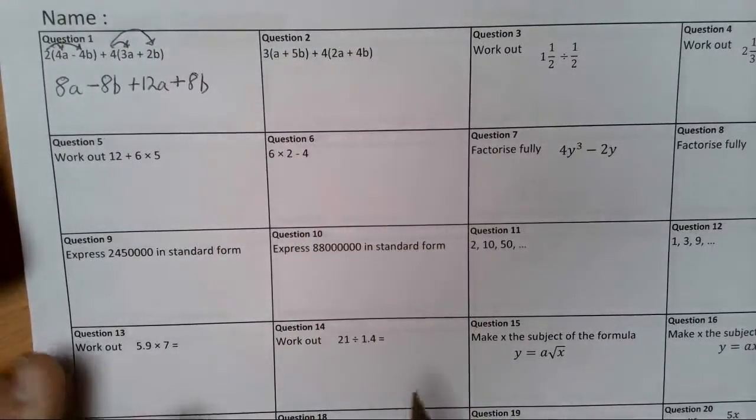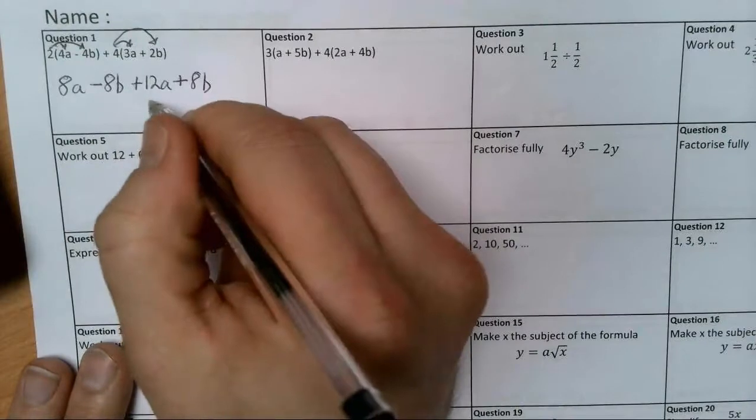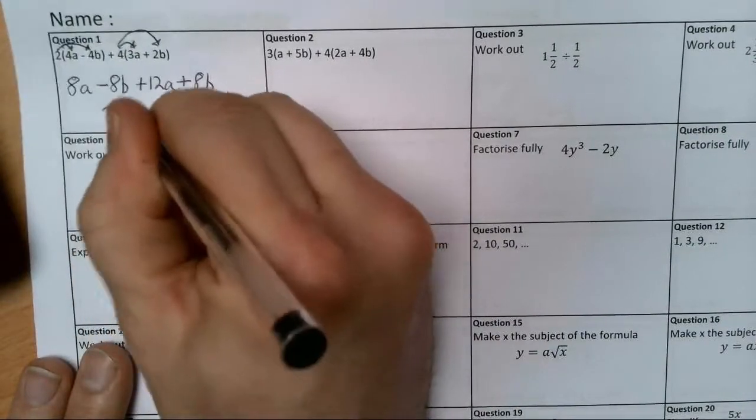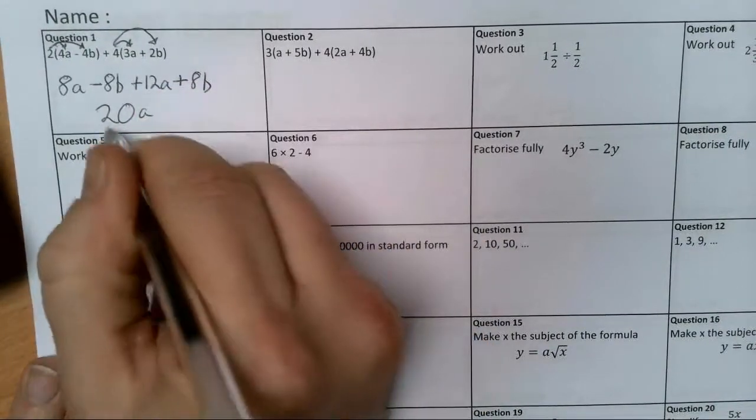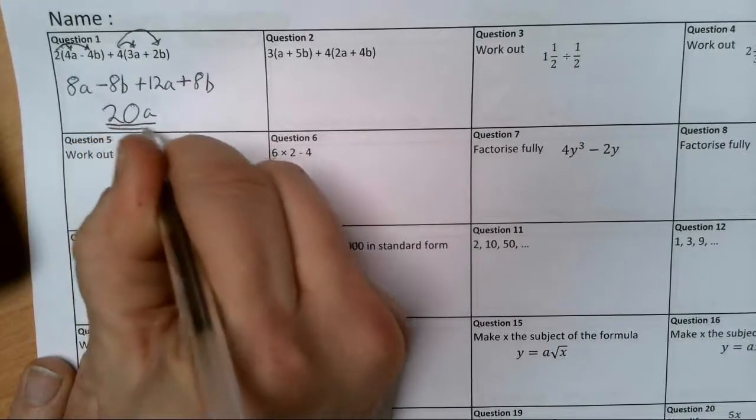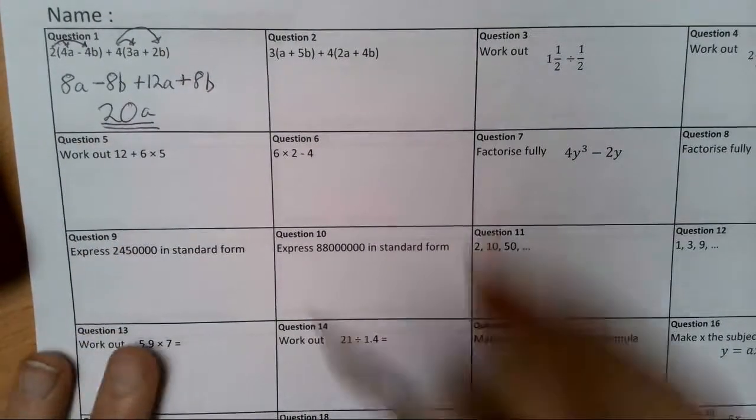I'm going to just collect these like terms. The 8a and another 12a gives me 20a, but the minus 8b and the plus 8b are going to cancel each other out, so it just leaves me with 20a.